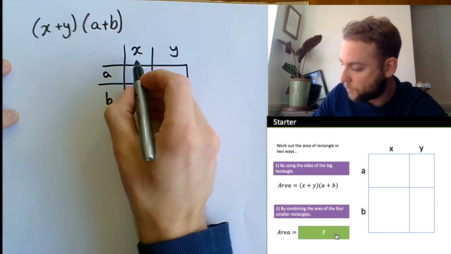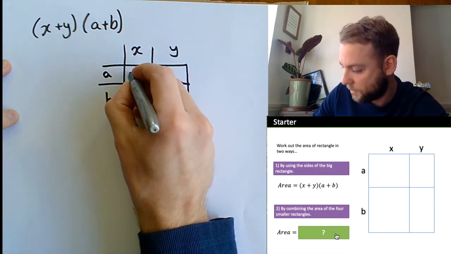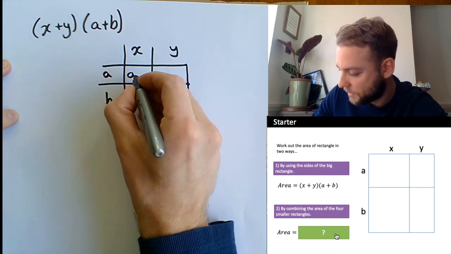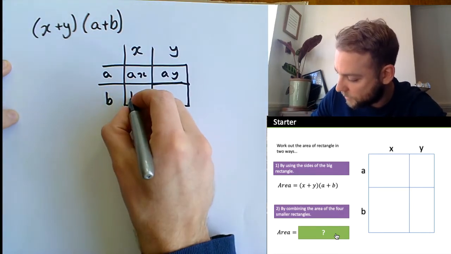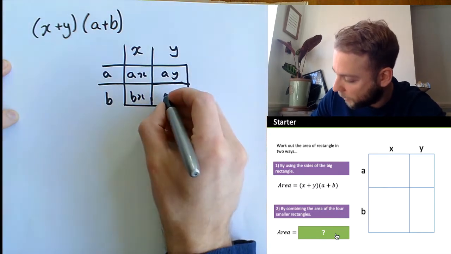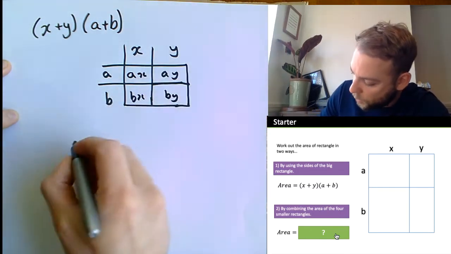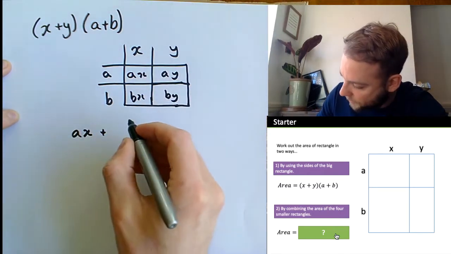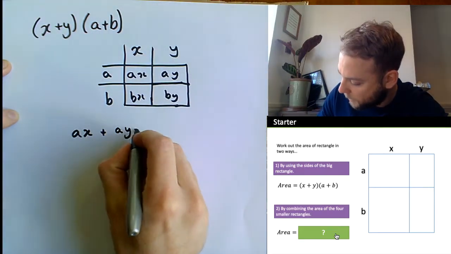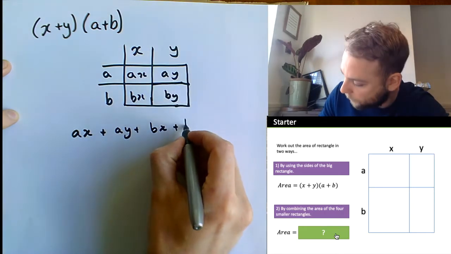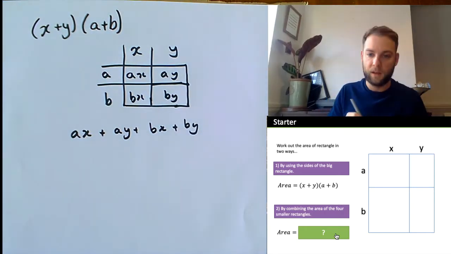And the area of this one is going to be a times x, which is ax, a times y, which is ay, b times x, which is bx, and b times y, which is by. So we've got all of these areas added together, and they're the same as the full area there. So ax plus ay plus bx plus by, like so.